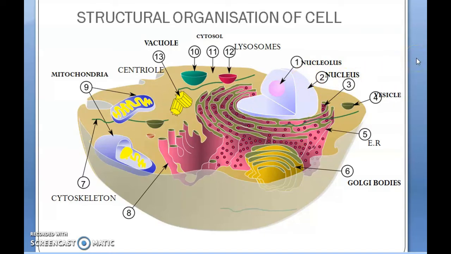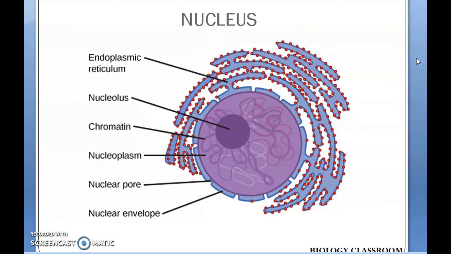So let us continue. What does the nucleus consist of? A nucleus is made up of four parts. One is the nuclear membrane, second is the nuclear sap or nucleoplasm or karyoplasm, third is the nucleolus, and the fourth is the chromatin material that is present inside the nucleus.